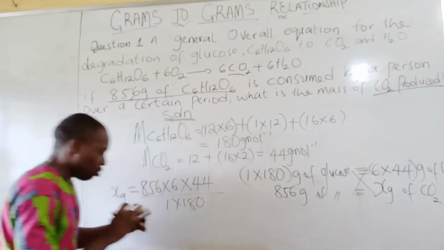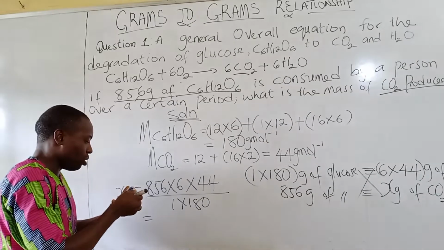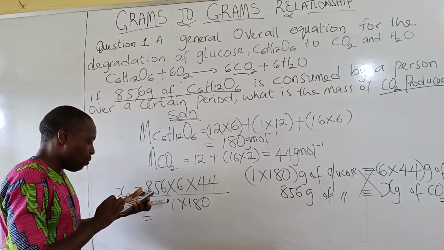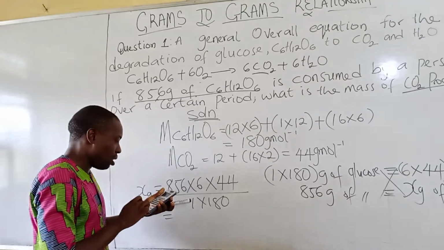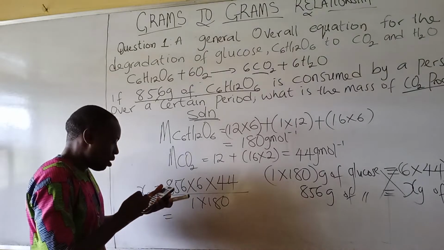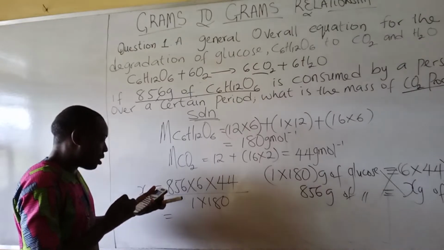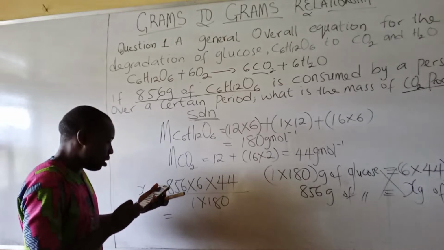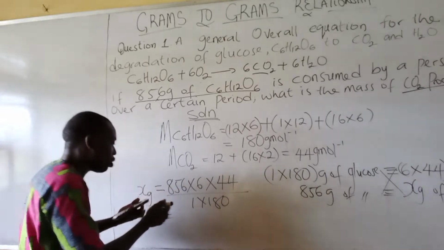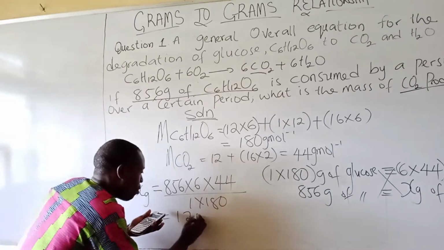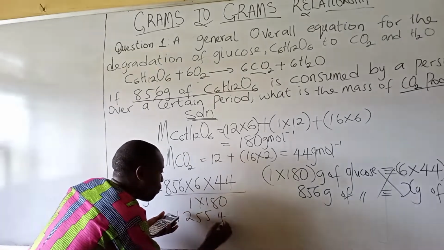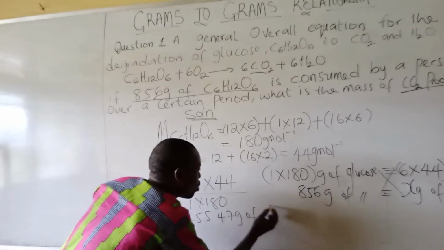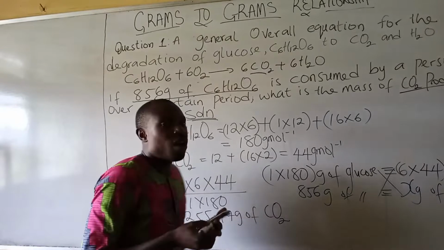When we do the multiplication, 856 times 6 times 44 divided by 1 times 180, the final answer should be 1255.47 grams of CO2.